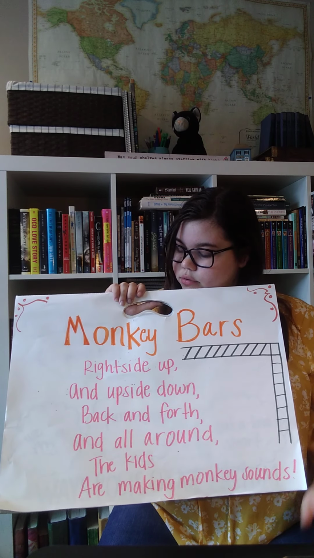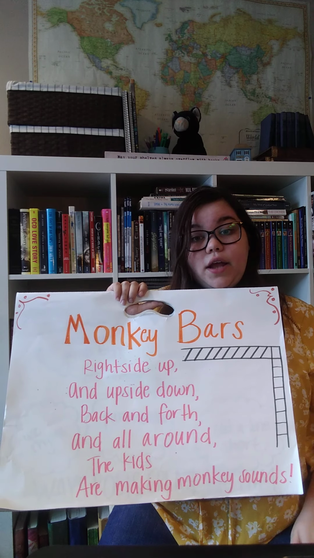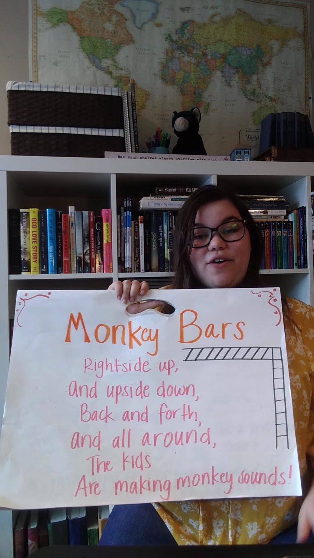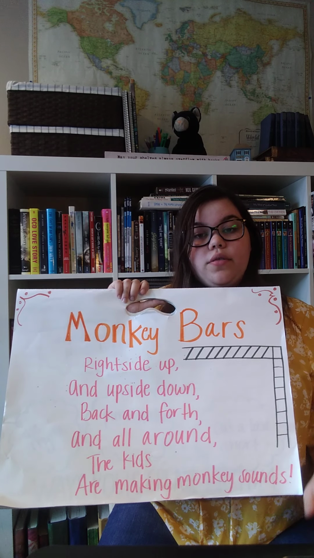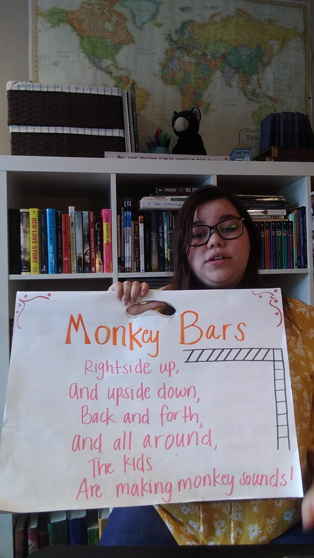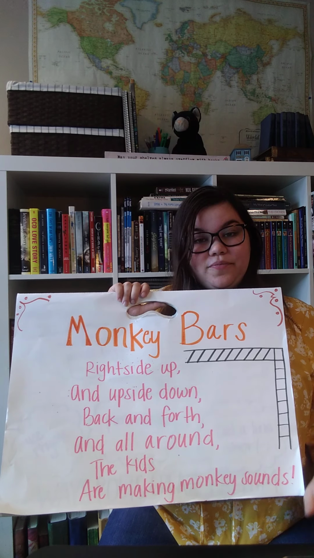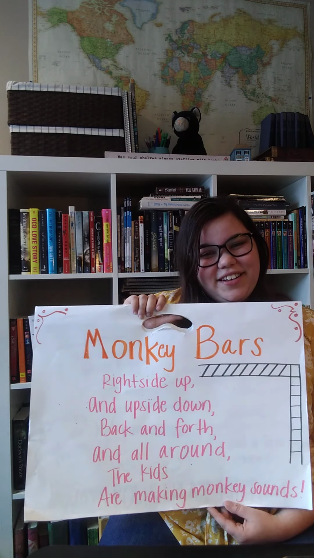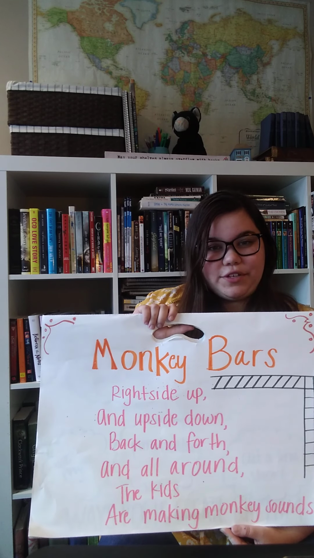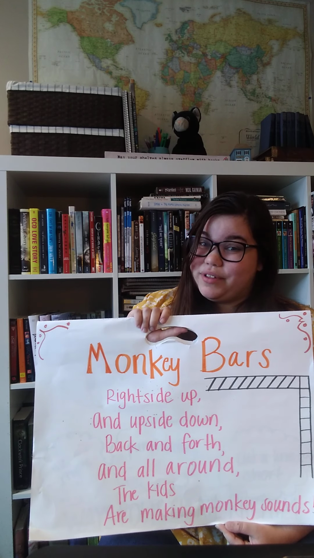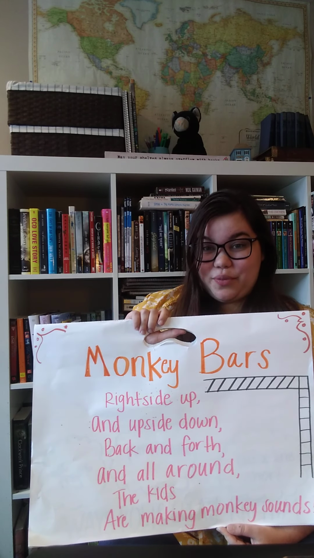Monkey bars. Right side up and upside down, back and forth and all around, the kids are making monkey sounds. That sounded better, didn't it? We really found the rhythm of this poem. I think we really did it. We read Monkey Bars with rhythm.